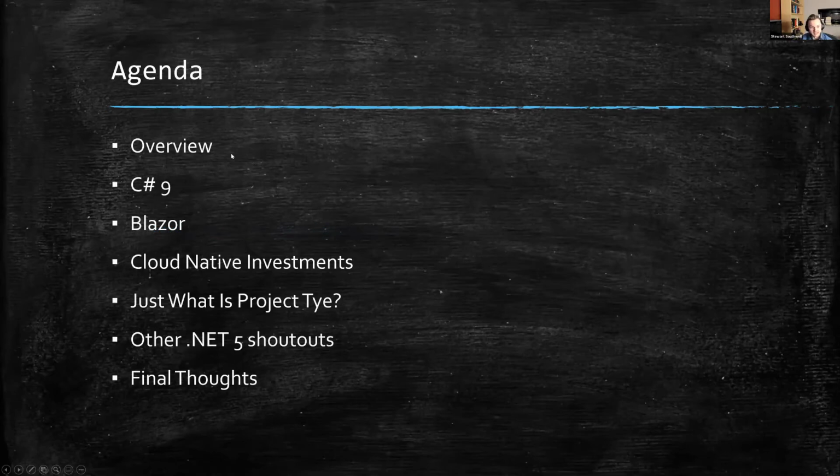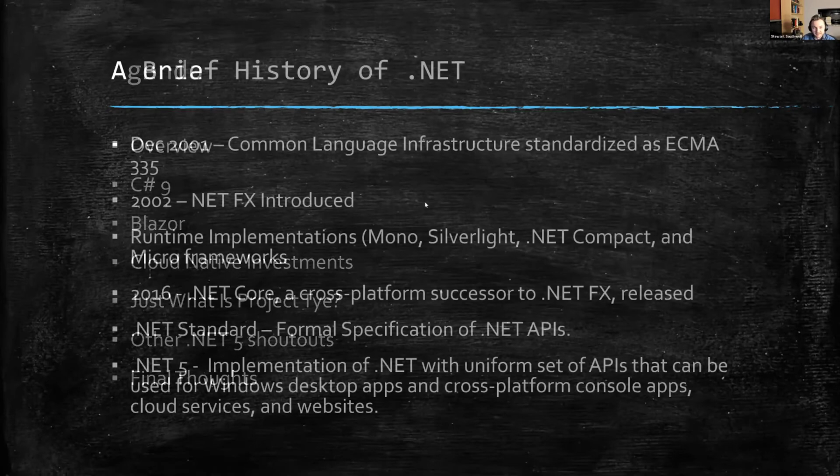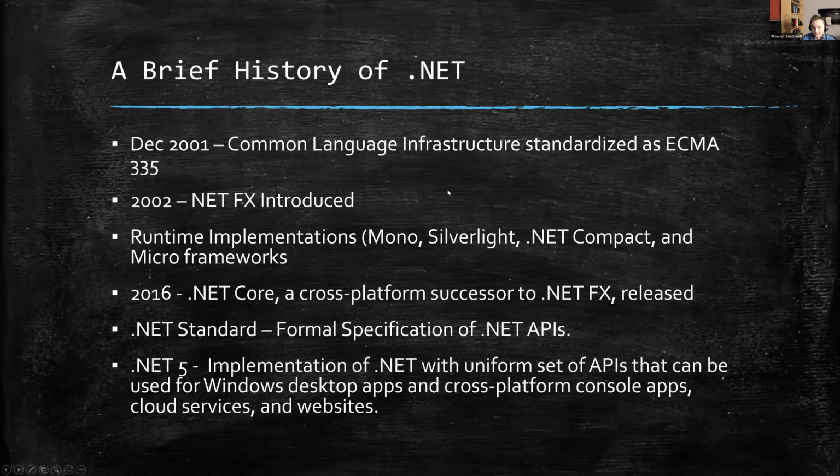So the basic agenda is what I've already mentioned. Also, C# 9, I will be doing a quick demo to go over a subset of some of the new C# features. And we'll wrap up with a quick shout out at some of the other things that have come about with .NET 5. We'll begin with a quick overview of .NET 5, starting with a brief history of .NET.